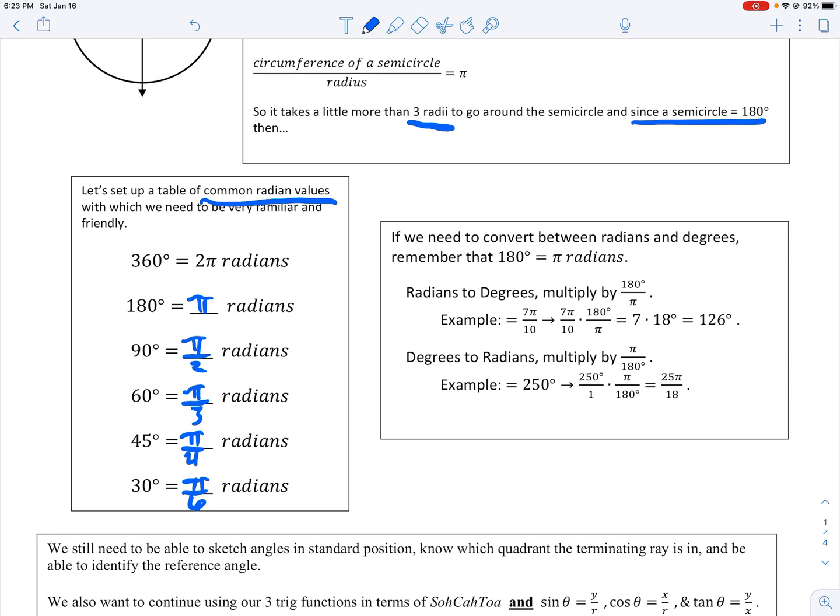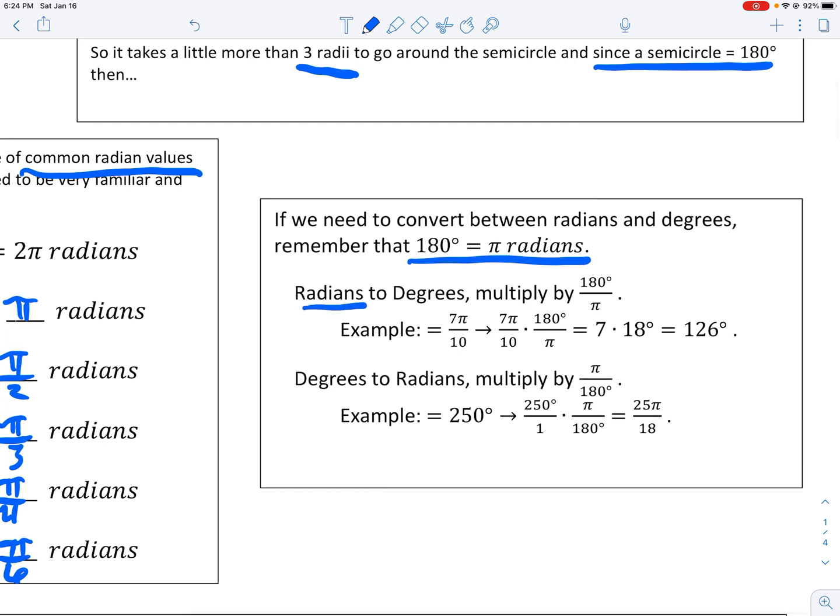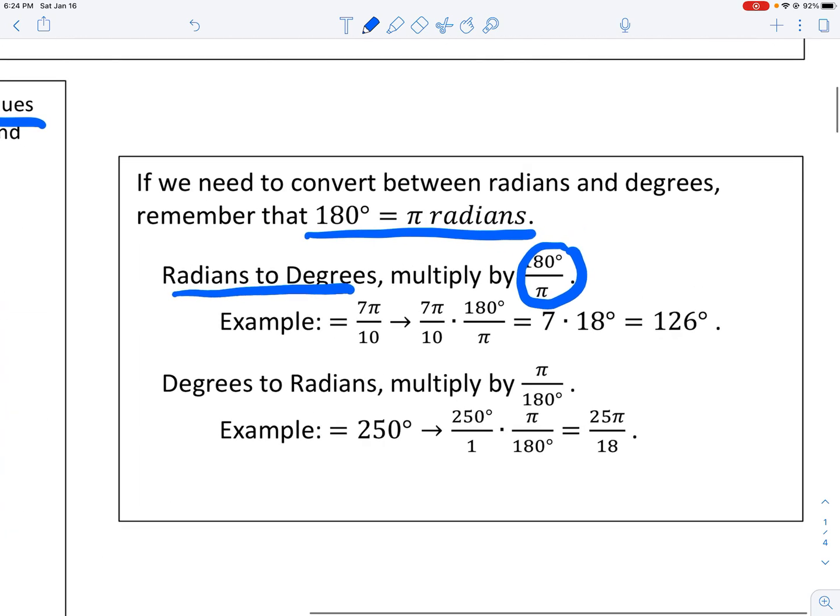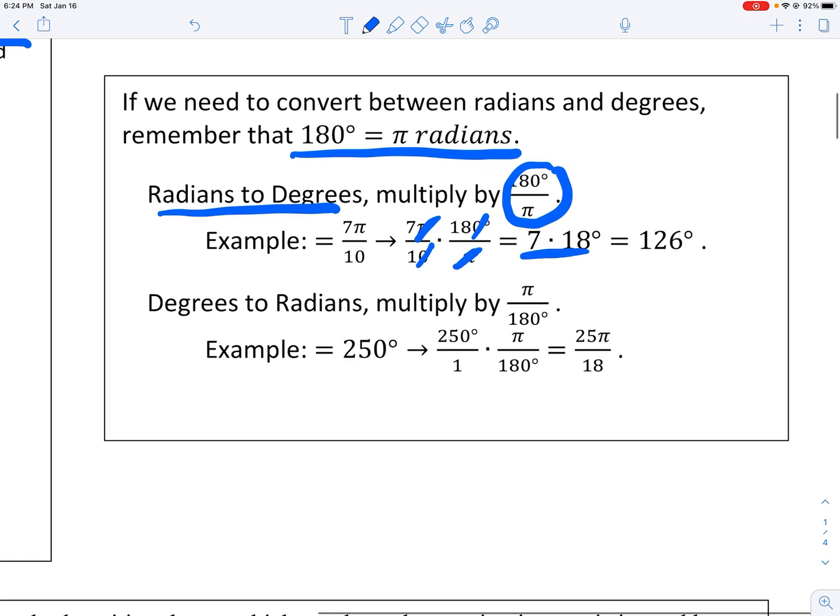Sometimes you're going to go back and forth between radians and degrees. So how do you do that? Well, 180 degrees is pi radians. So if you want to go from radians to degrees, you multiply by 180 over pi. In the example here, 7 pi over 10 times 180 over pi, the pi is reduced, the zeros reduce, so it's just 7 times 18. If you want to go from degrees to radians, it's pi over 180. So here, again, the zeros reduce, so you get 25 pi over 18. So you're using the conversion 180 equals pi radians.